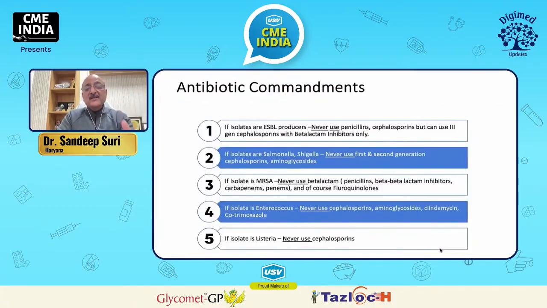There are 5 important antibiotic commandments. If the isolate is an ESBL producer, never use penicillin, never use cephalosporins, but you can use third generation cephalosporins with beta-lactam inhibitors only, sulbactam or clavulanate. If the isolate is Salmonella or Shigella, never use second generation cephalosporin. If the isolate is MRSA, never use beta-lactam because that will not be effective. And if the isolate is Enterococcus, never use cephalosporin because they are intrinsically resistant to all these.